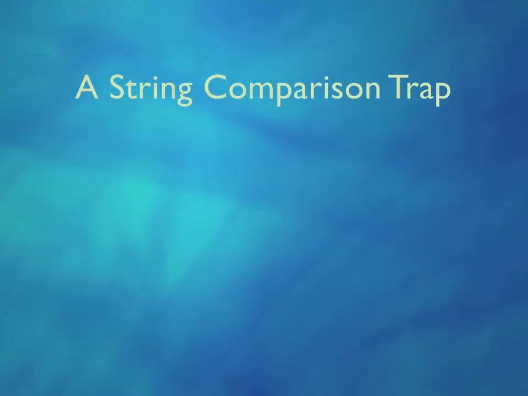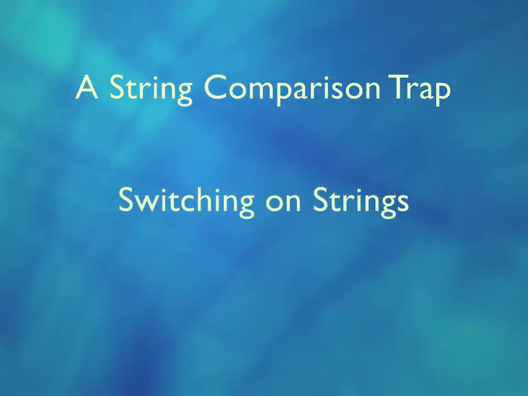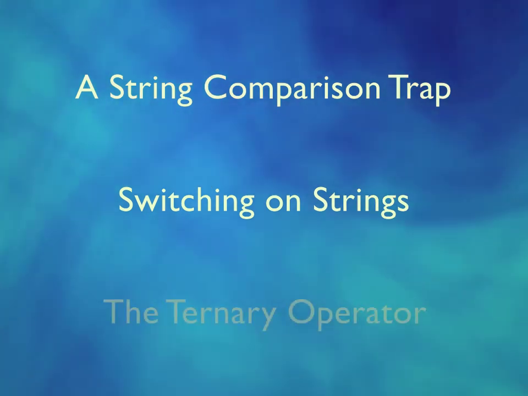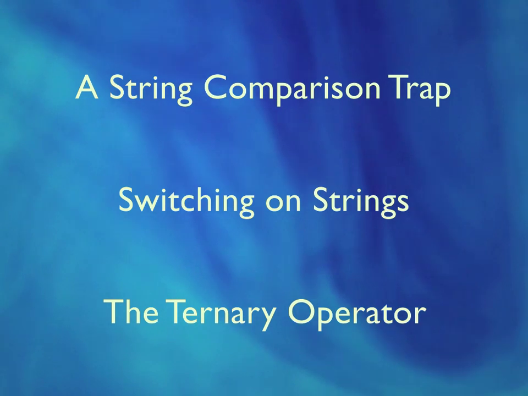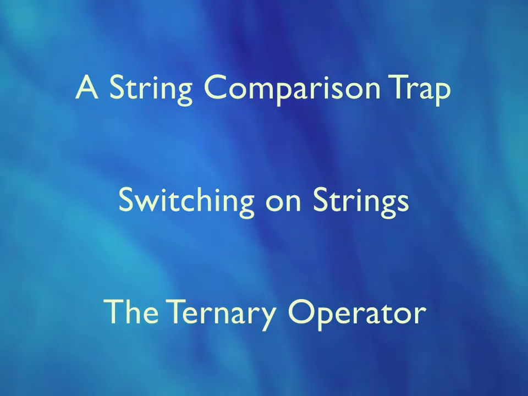Well, that brings this short chapter on strings to a close. We first saw the trap that exists in Java when we want to compare two strings, and we learnt how to use the .equals method to compare the value of strings correctly. We then went on to use strings as the basis for our conditions in a switch statement, and we finished by seeing the ternary operator, a shorthand way of writing a particular type of if statement.